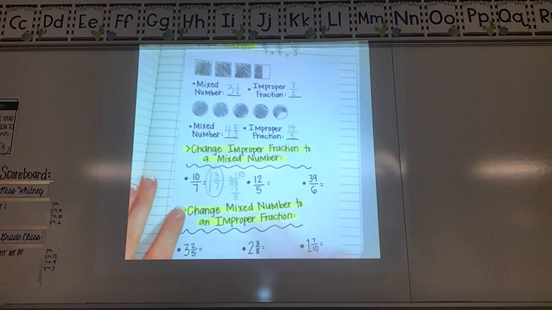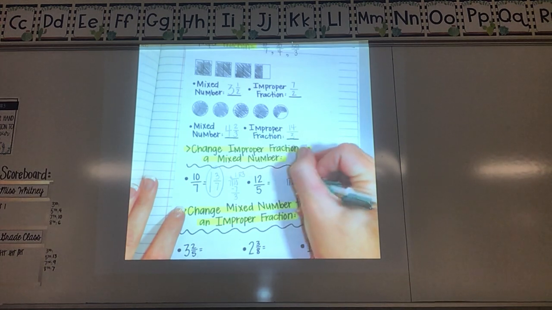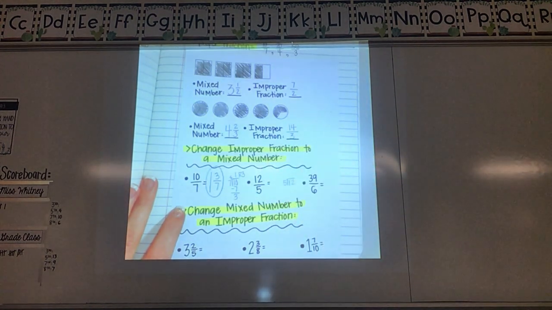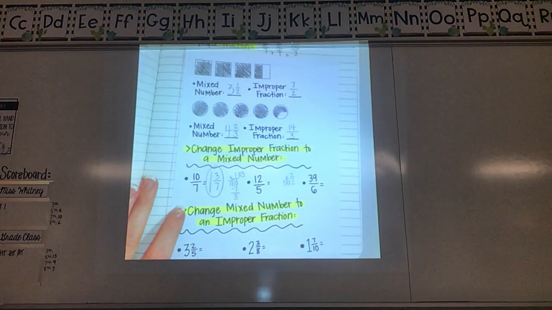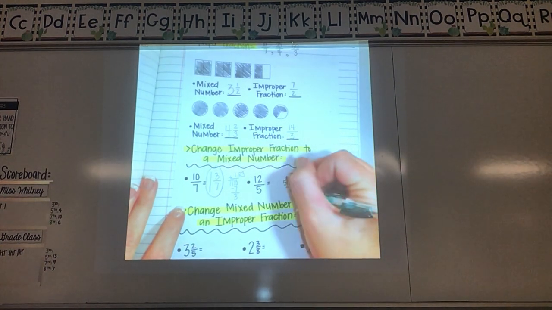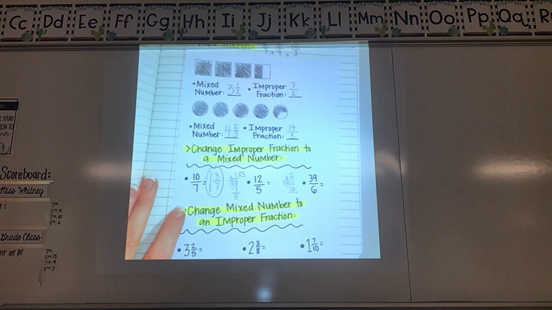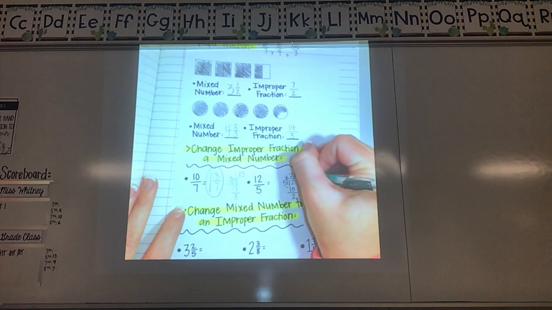Let's try another one. Here I have 12/5. In order to change it to a mixed number, I'm going to divide. 12 divided by 5. How many 5s will go into 12? 2. Multiply. 5 times 2 is 10. Subtract those. 12 minus 10 gives me 2. I don't have anything to bring down, so that is my remainder, 2.